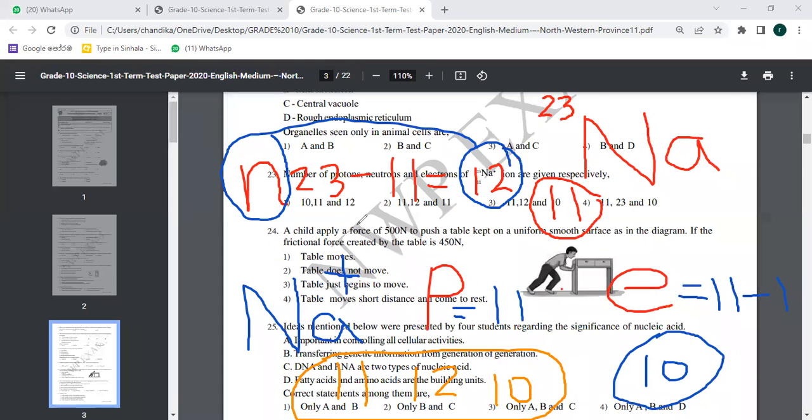So do others want to write it down? No. Do you want to write it down, actually, how to find the number of protons, neutrons and electrons? Okay, so this is how we do it. So the answer is 11, 12, 10.